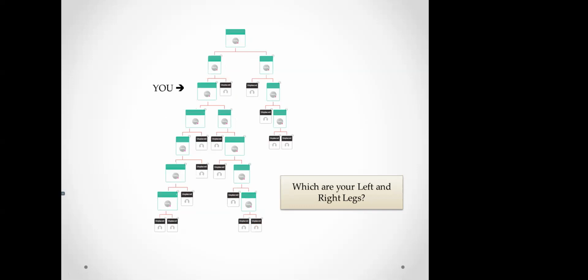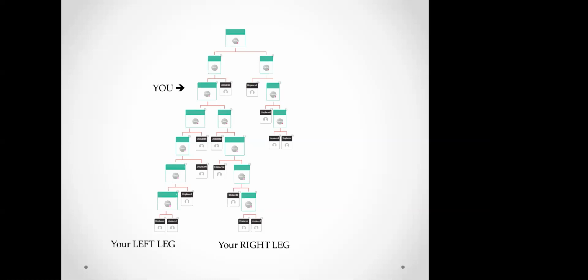Okay. So if this is you, which legs are your left legs and your right legs? Because again, this can be confusing to look at. Well, if we follow the red line, here is your left, left, left, left, and here is your right, right, right. I'm sorry if this sounds kindergarten-y, but really this is hard to describe over the phone. So I want to make sure everybody really gets the idea that this is the left leg, this is the right leg, follow the red lines.